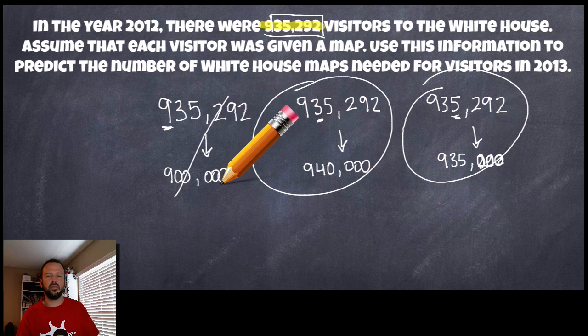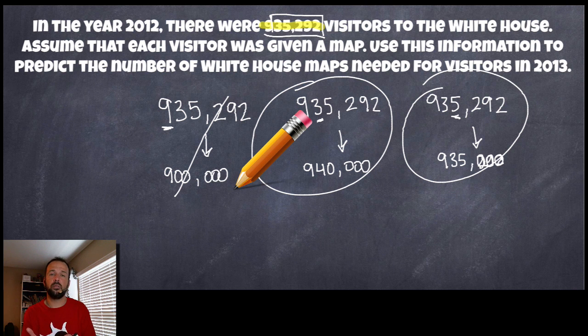This guy right here I think is a little bit under or way under where we need it to be, okay? So you can see how depending on what place value you round to, you might get a better estimate depending on the scenario that you're working with, all right? Let's take a look at one more real quick, and then I'll let you guys move on.